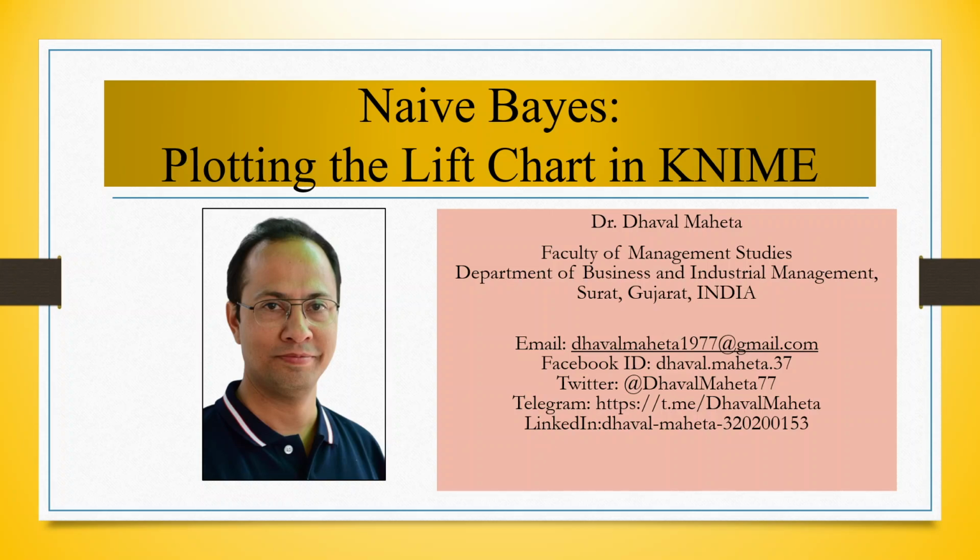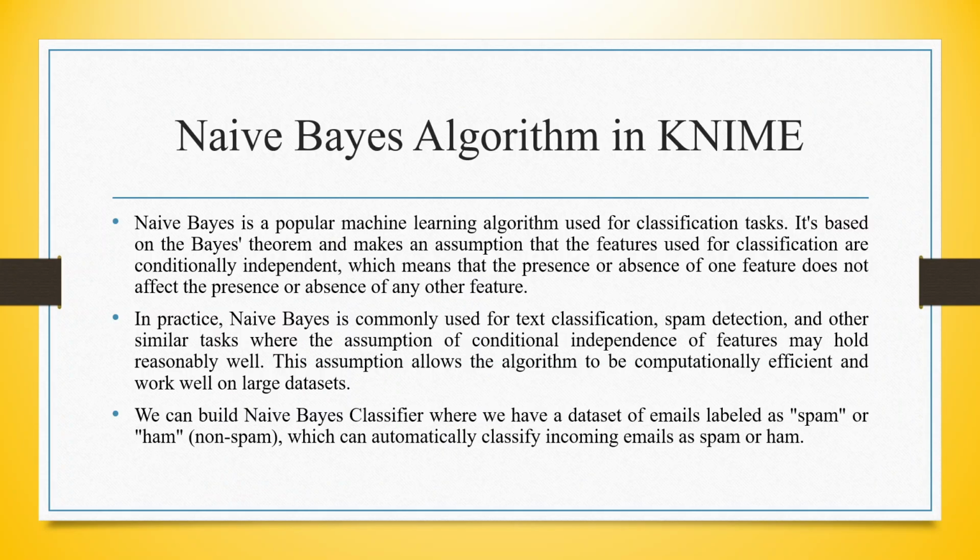And today we will understand how to plot the lift chart in the Naive Bayes algorithm in KNIME. So Naive Bayes is a popular machine learning algorithm used for classification tasks. It is based on Bayes' theorem and makes an assumption that the features used for classification are conditionally independent, which means that the presence or absence of one feature does not affect the presence or absence of any other feature.